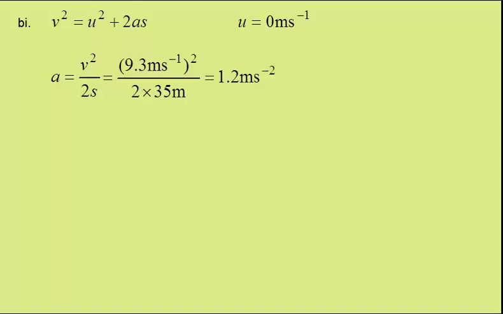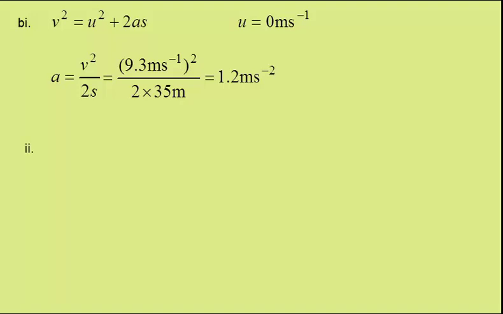In B, the sprinter starts running, reaching a horizontal velocity of 9.3 meters per second in 35 meters. In part 1, we need to find our average acceleration. Well, we can use v squared equals u squared plus 2as, and u is 0 meters per second as she starts from rest. Rearranging, we get acceleration as v squared over 2s. Putting in the values gives 1.2 meters per second squared.